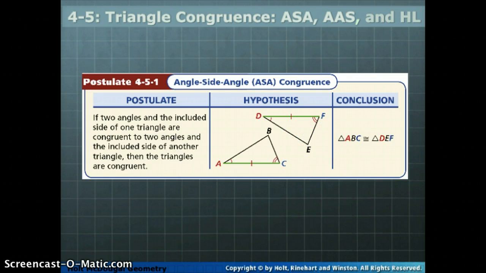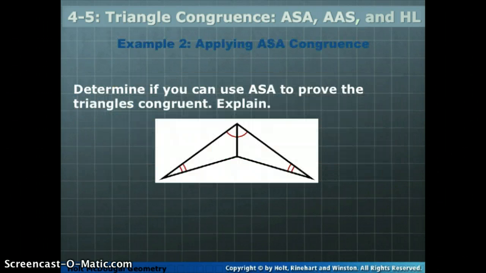So now we're going to try a couple using angle, side, angle, where S is in the middle. Notice that that's going to help us in our letters. Pay attention to those. S in the middle. We are going to determine if we can use angle, side, angle to prove the triangles congruent. So let's look at this picture. We see we have two sets of angles. This one angle is congruent to this one, and this angle is congruent to this angle.